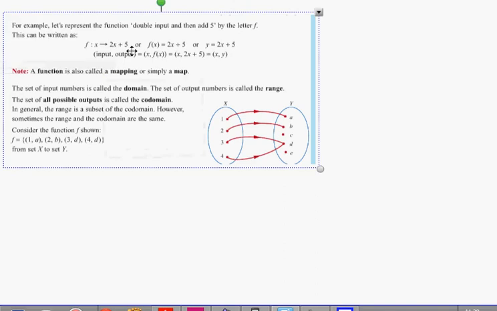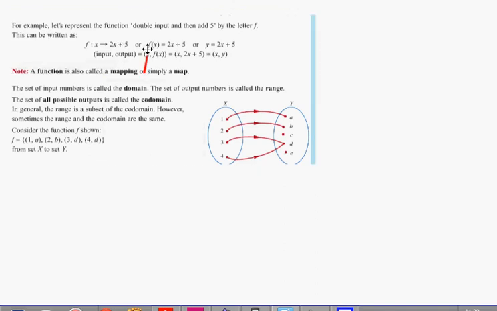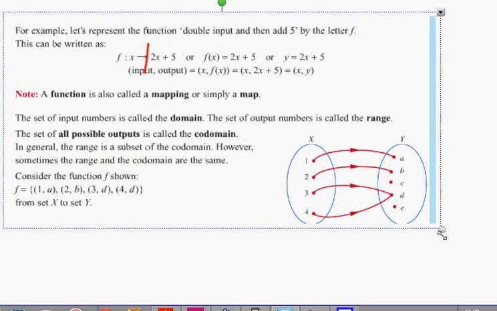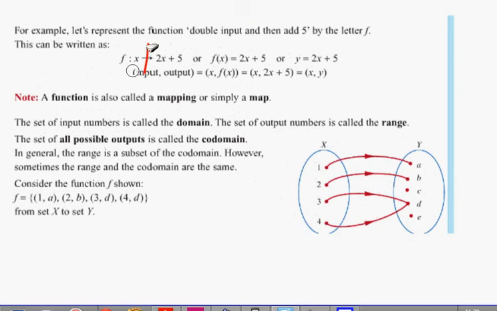Now, a function in everyday language, for example, could be: double a number and add on 5. Double a number, add on 5, okay? So whatever your number is, you have to double it and add on 5. So for example, your input is the x value, okay? So x is regarded as the input.